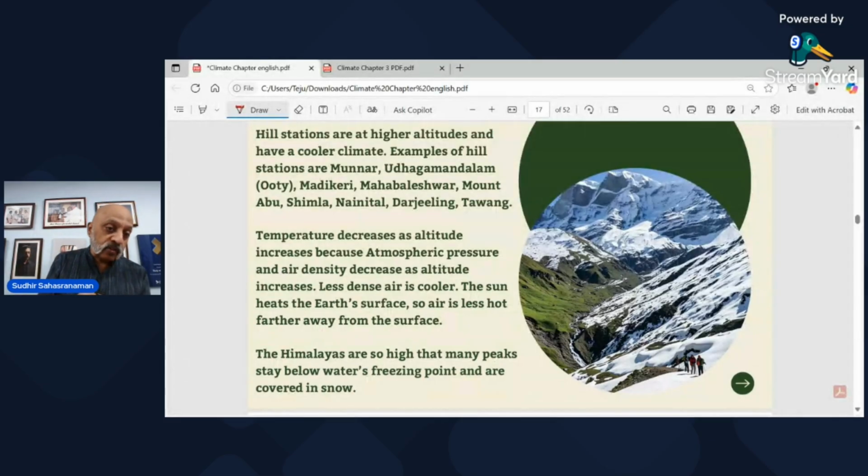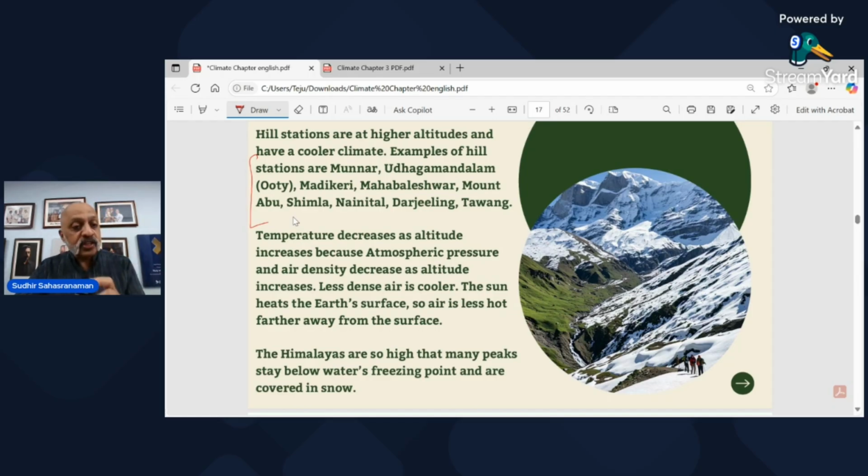What are the examples of hill stations? Munnar in Kerala, Udhagamandalam, whose shorter name is Ooty, which is in Tamil Nadu near Coimbatore, Madikeri in Karnataka, Mahabaleshwar in Maharashtra, Mount Abu in Rajasthan, Shimla in Himachal Pradesh, Nainital in Uttarakhand, Darjeeling in West Bengal, and Tawang in Arunachal Pradesh. Now, these are all popular hill stations where people go to have a holiday, right?